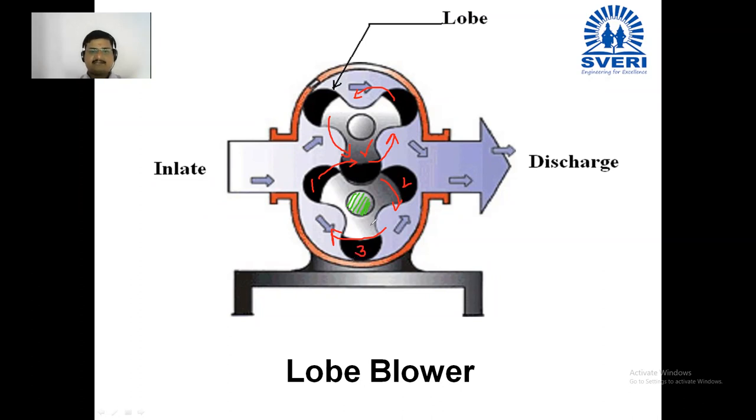If you will rotate the lower lobe in clockwise direction, then the upper lobe will move in which direction? Anticlockwise direction. Absolutely correct. Now, my friends, in this way, the lobes are rotated with very, very high speed.